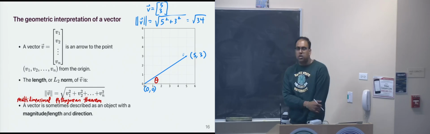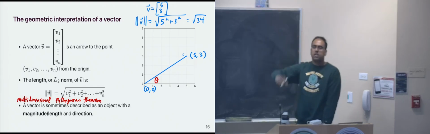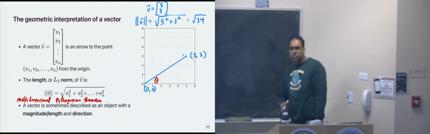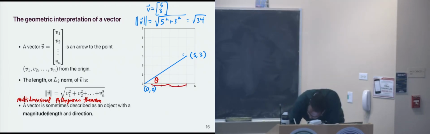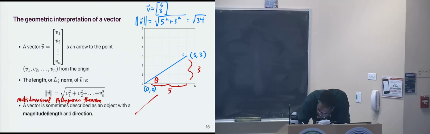Close. It involves a 3 over 5, but it's the tan inverse of 3 over 5. Yes, let's take a look. This length is 5. This length is 3. That's what we have here. The right angle, or theta, we have a 5 there and a 3 there. So the tangent of theta is opposite over adjacent.